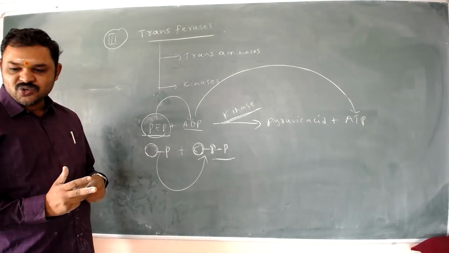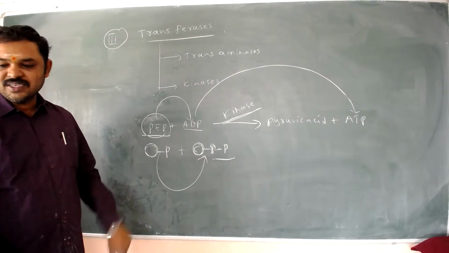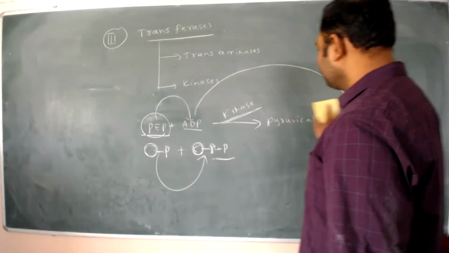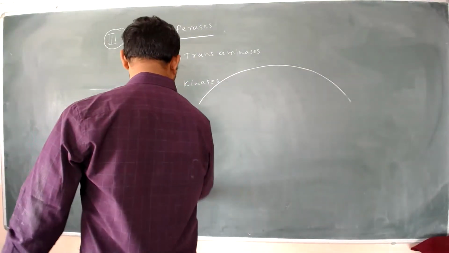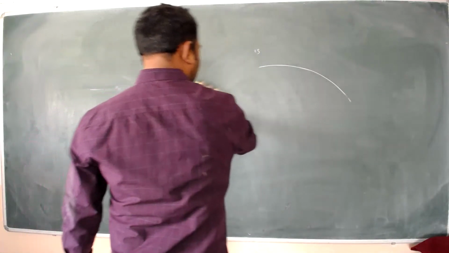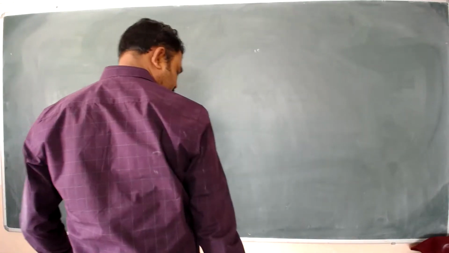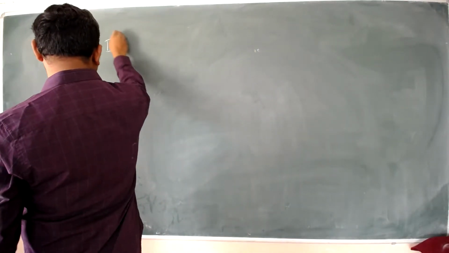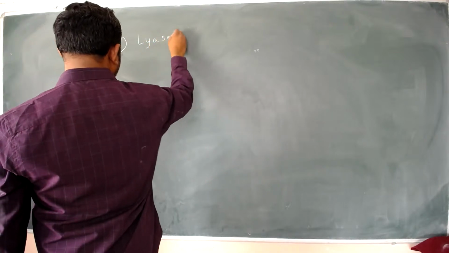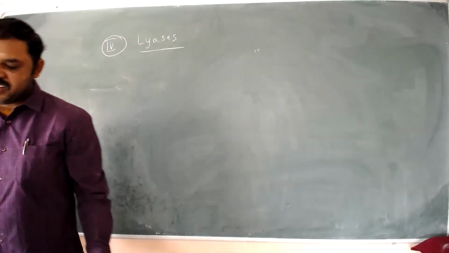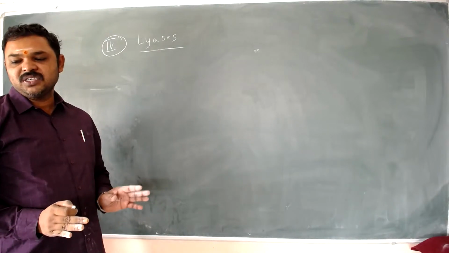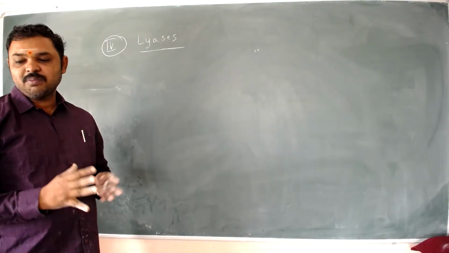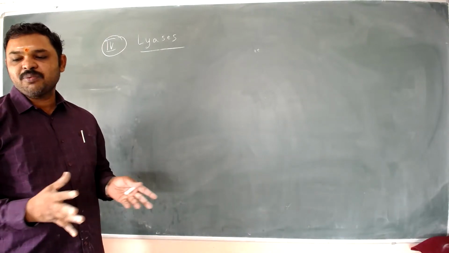So hydrolases, oxidoreductases, transferases. Next one, lyases. Fourth class here, lyase. There are 6 classes of enzyme. Class 4, lyase enzymes. What is the meaning of lyase? You know that the meaning is in the name itself. Lyase means lysis. The enzymes which are involved in the breaking of a substance or breaking of bonds, which results in different products.